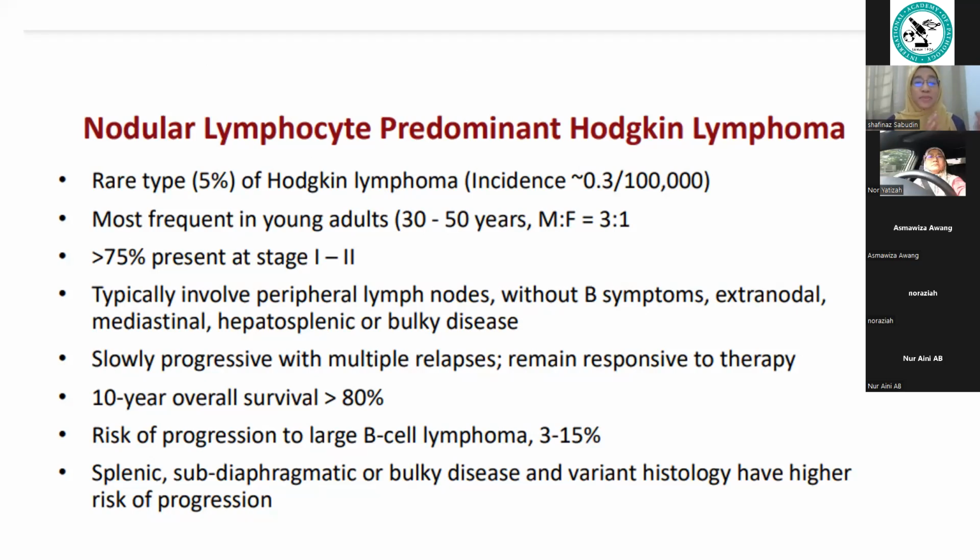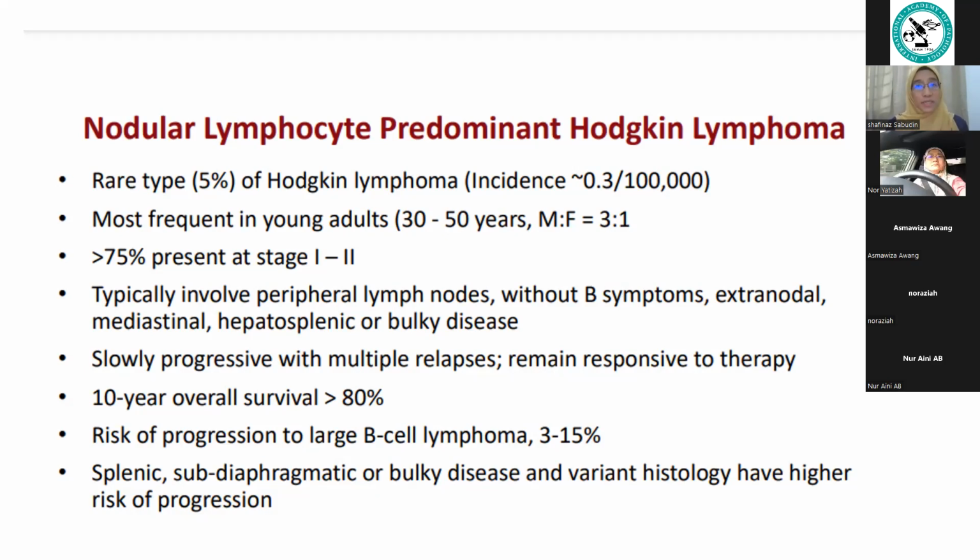Typically, it only involves peripheral lymph nodes. Patients are generally well. They do not have any B symptoms. They do not complain of any fever, malaise, loss of weight, or loss of appetite. And there is no extranodal tissue involvement, such as the mediastinum, or the liver, or the spleen, or even the bone marrow. It is a slowly progressive disease with multiple relapses, but they usually remain responsive to therapy. The 10-year overall survival is very good, which is more than 80%.